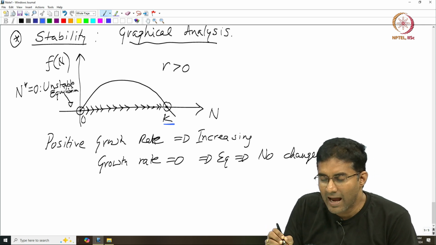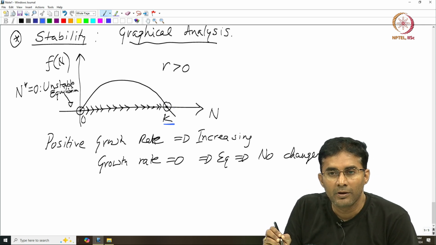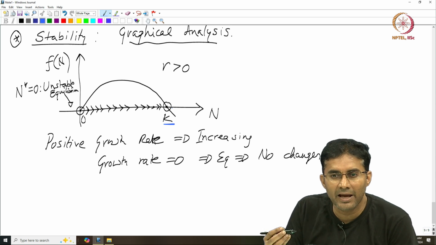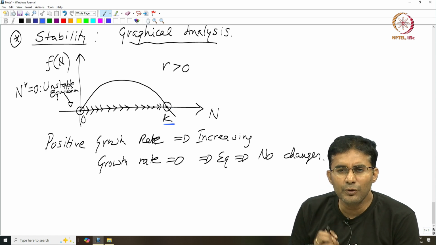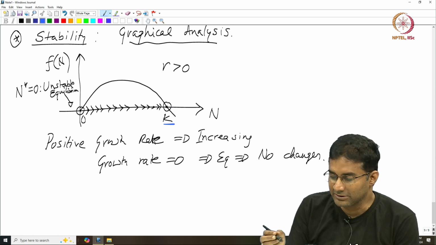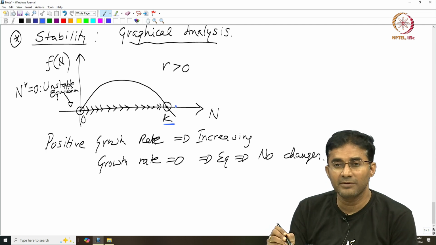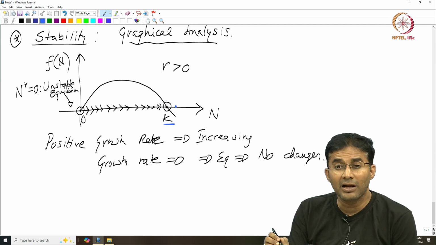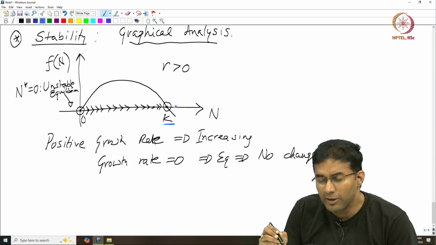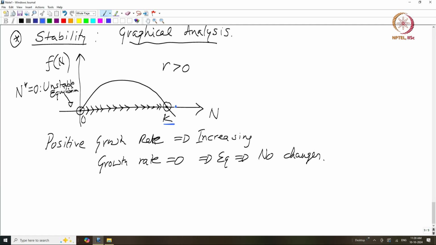Let us say I add a few individuals. As I say a system has now reached carrying capacity, I now introduce a few more individuals to this population and therefore increase the population to this level, a little above k. Now, at this point what is the growth rate? The growth rate is actually negative. Look at this function, it has come down, crossed 0, it is now a negative value, a negative growth rate. So, when you have a negative growth rate, what happens?